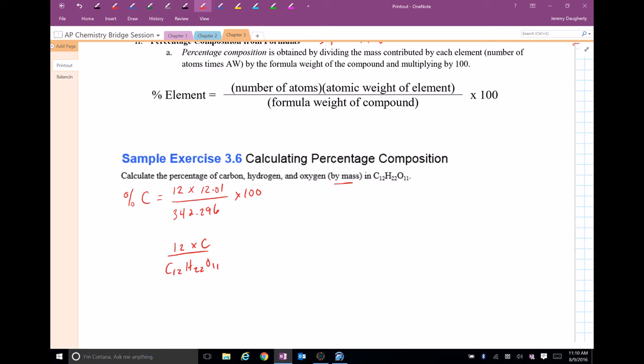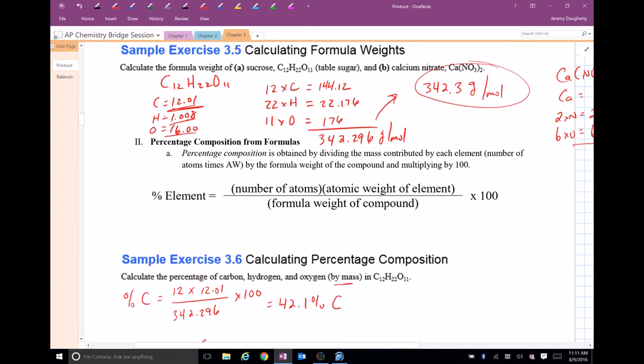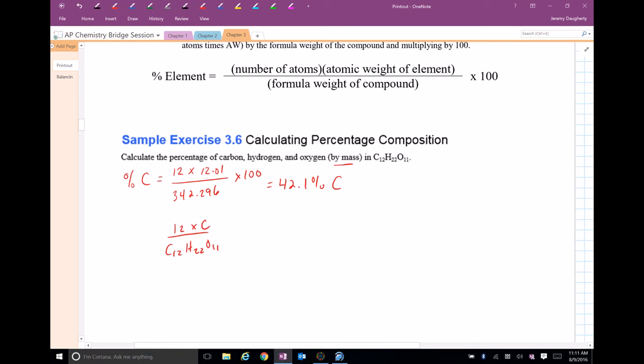And I get 42.1%. That's how much carbon is in a sample of, what is that, glucose? Sucrose. Okay. Right. So that means if I had like 3.8 grams of sucrose, I could figure out how much carbon I have by taking that 3.8 grams and multiplying by 0.421.